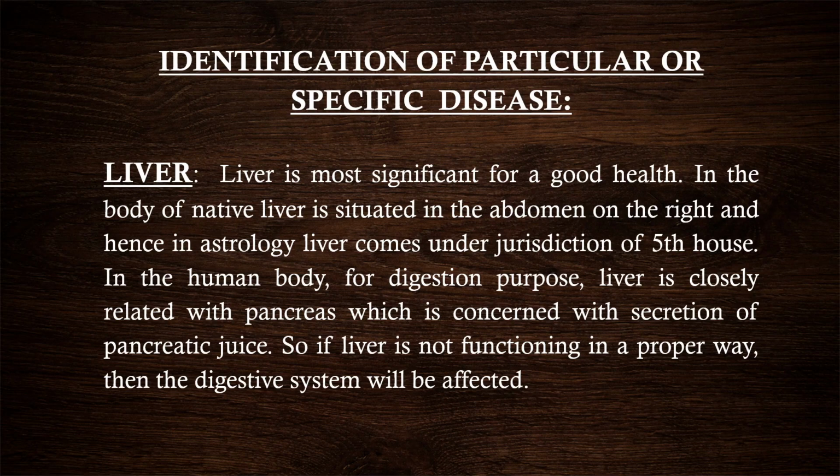Liver. Liver is most significant for a good health. In the body of the native, liver is situated in the abdomen on the right, and hence in astrology liver comes under the jurisdiction of the fifth house. In the human body, for digestion purpose, liver is closely related with pancreas, which is concerned with secretion of pancreatic juice. So, if liver is not functioning in a proper way, then the digestive system will be affected.